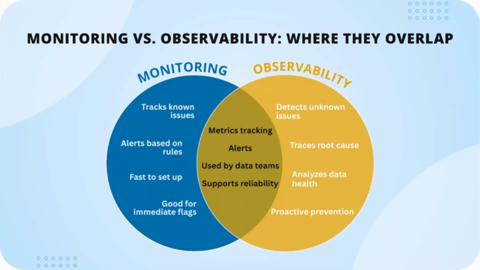Then alerts are based on rules, used by data teams. Good for immediate flags and proactive prevention. So observability is more useful than just monitoring. With observability, you're able to quickly and proactively prevent an event that would have happened. For example, if your hard disk is filling up and you are not monitoring or observing it, by the time it gets to 99%, it could cause the application not to function very well. It could even crash the application itself. So with observability, you'll be able to know all this before the event takes place.